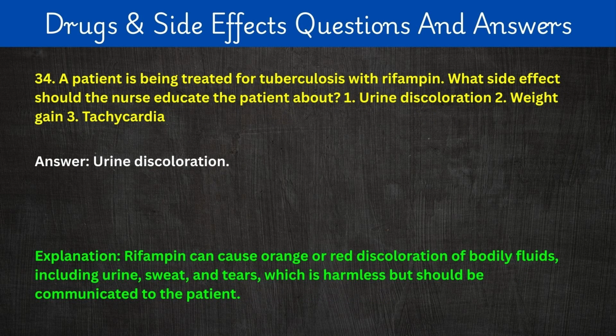34. A patient is being treated for tuberculosis with rifampin. What side effect should the nurse educate the patient about? 1. Urine discoloration. 2. Weight gain. 3. Tachycardia. Answer: urine discoloration. Explanation: rifampin can cause orange or red discoloration of bodily fluids, including urine, sweat, and tears, which is harmless but should be communicated to the patient.